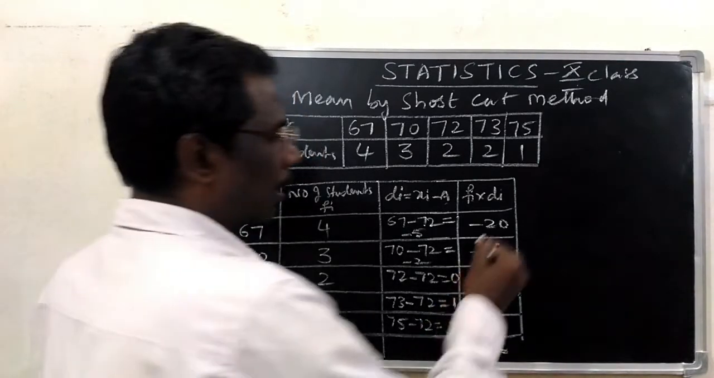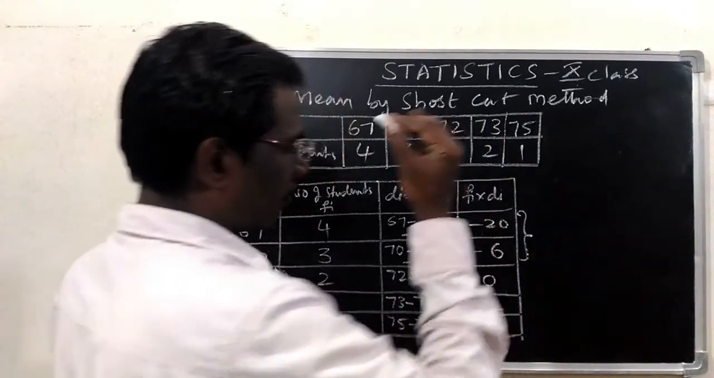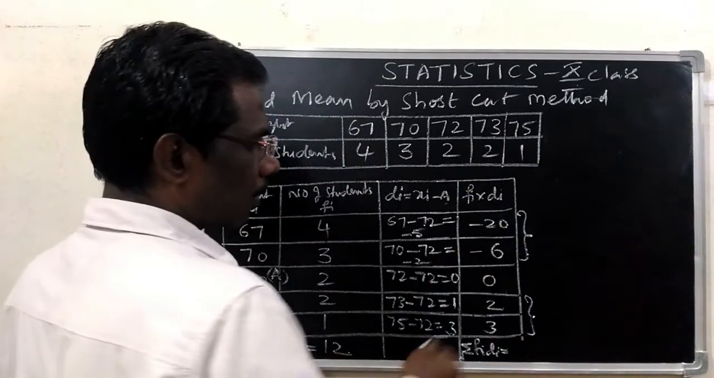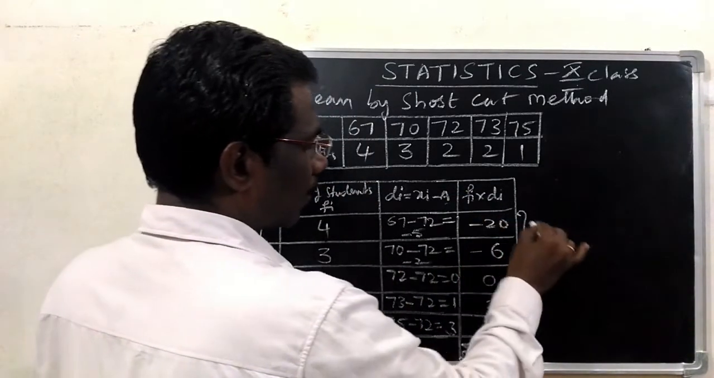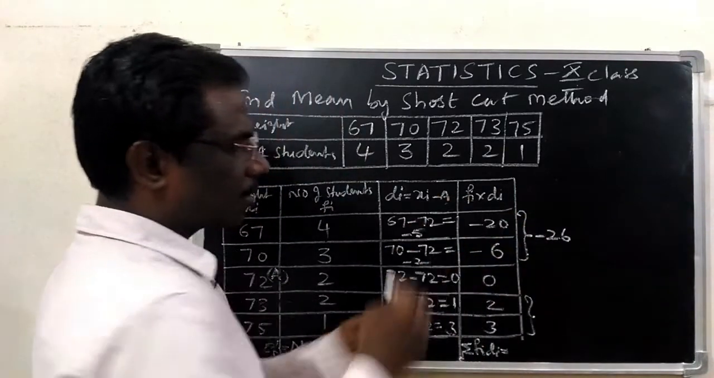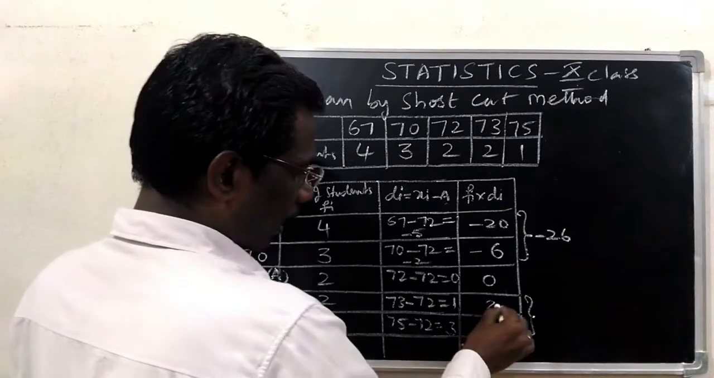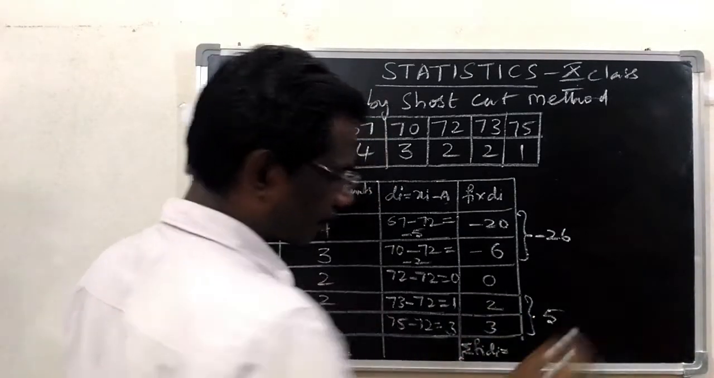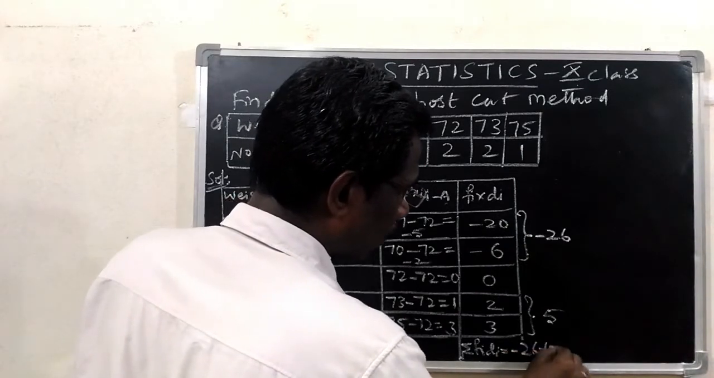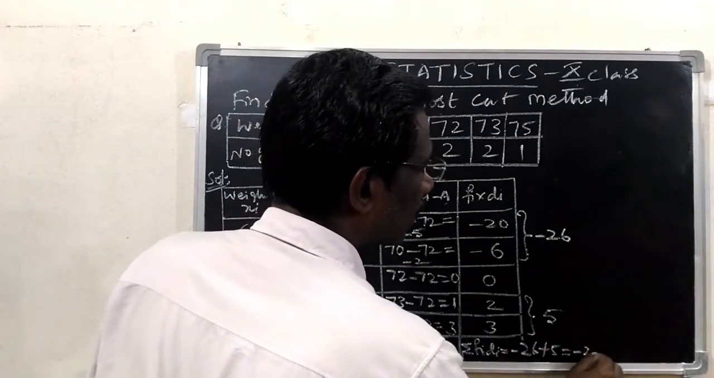So first we simplify the negative values and also the positive values. The sum of the negative values is what? Minus 20 and minus 6 is minus 26. And 2 plus 3 is 5. So minus 26 plus 5 equals minus 21.